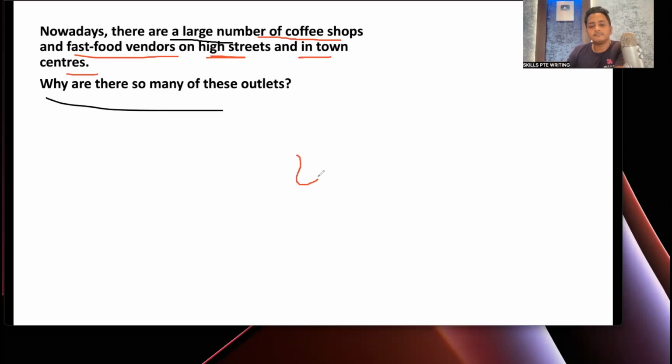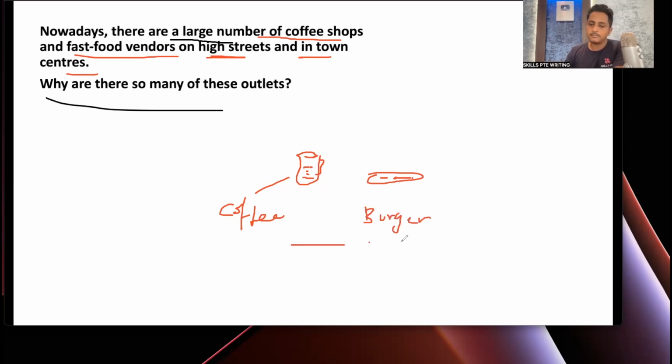Coffee, fast food, some burger, whatever. Where? High streets, main streets, and town centers. Why are there so many of these outlets? Any idea? Why are there so many outlets?